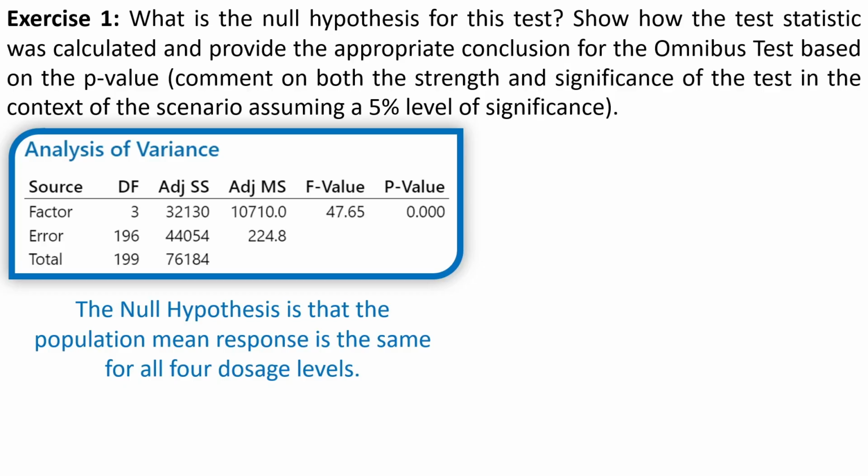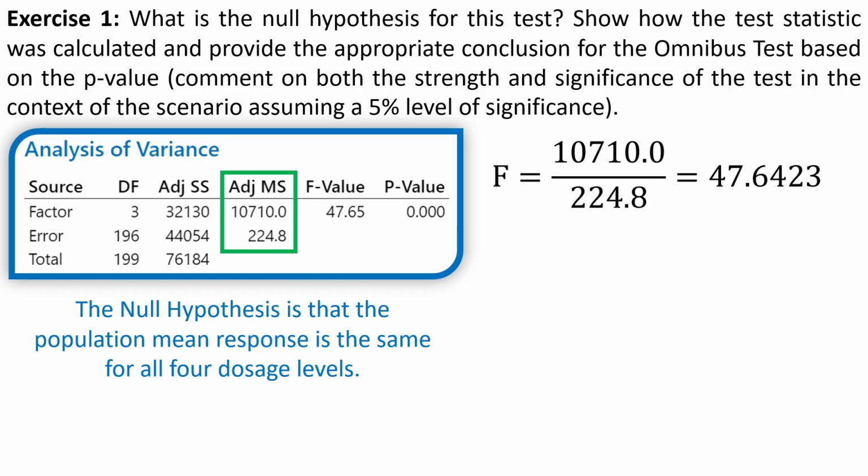So the test statistic is a ratio of variances. We look at the variance attributed to the factor, which in this case would be the dosage level, and we divide that by the variance attributed to individual differences between individual test subjects. And so that ratio gives us 47.6423, in agreement with what we see in the Minitab output.